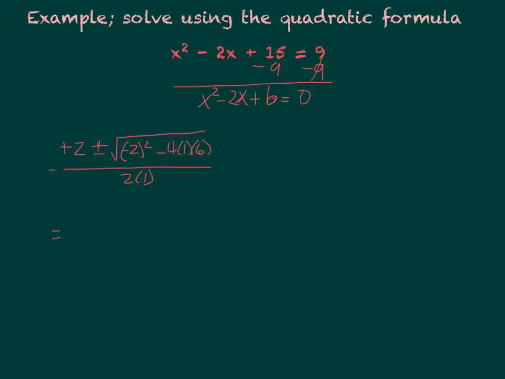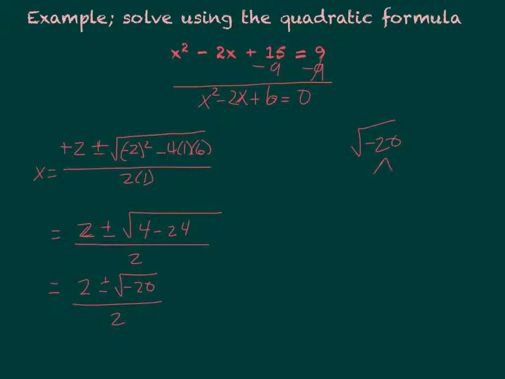And if I simplify, I get 2 plus or minus the square root of 4 minus 24 over 2. 2 plus or minus the square root of negative 20 over 2. So I need to simplify this. Square root of negative 20 becomes 10 and 2, 5 and 2. There's a group of 2, so 2 square roots of 5, but it's a negative, so it's 2i square roots of 5.